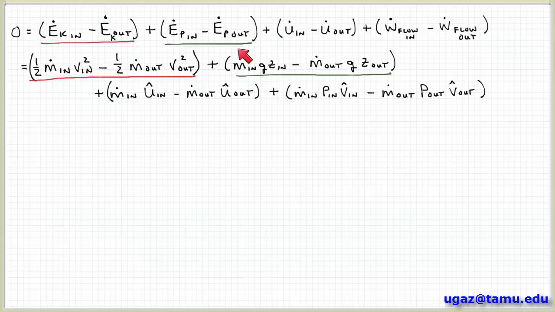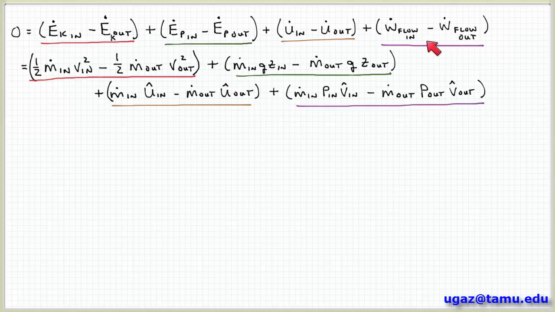The next term represents the potential energy change. That's associated with a change in height of the system, and we can represent that as mgh or mgz, where z is the height. So per unit time, m dot in g z in minus m dot out g z out. Next we have the internal energy change terms, so we have m dot in u in minus m dot out u out. Notice I've made this u with a little hat over it, and I'll explain that in a minute.